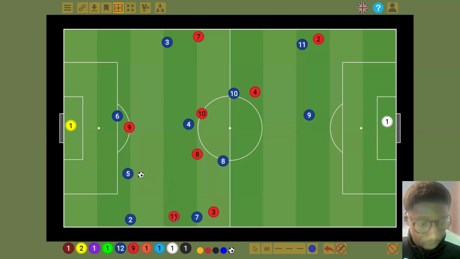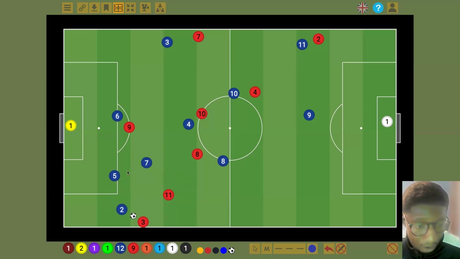So if we reset now, the red 11 has got the ball. Oh, sorry, the 3 was here. The 3 had the ball, force them back. And then if the blue 7 can now get back into play, you now have a 3v2 situation. If the 2 goes 1v1, he's got the cover of the 7 and the 5.